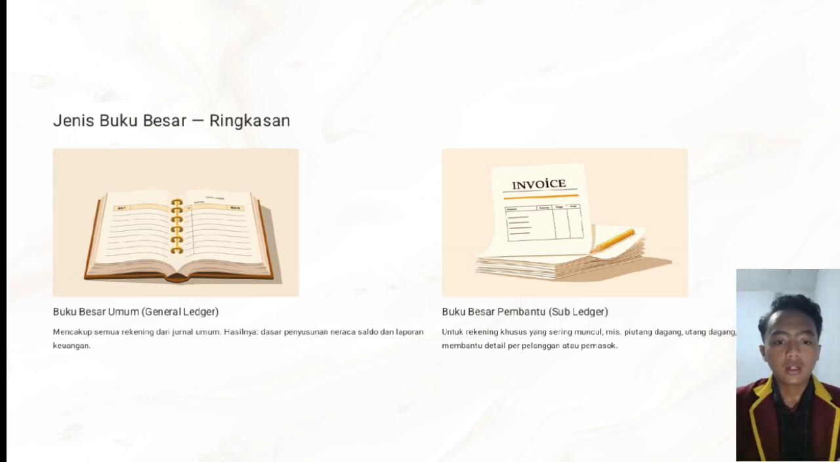Next, there are two main types of ledgers: the general ledger and the subsidiary ledger. The general ledger includes all accounts from the general journal and serves as the basis for preparing the trial balance and financial statements. Meanwhile, the subsidiary ledger is used for specific accounts that appear frequently, such as accounts receivable, accounts payable, and inventory, to provide detailed information per customer or supplier.